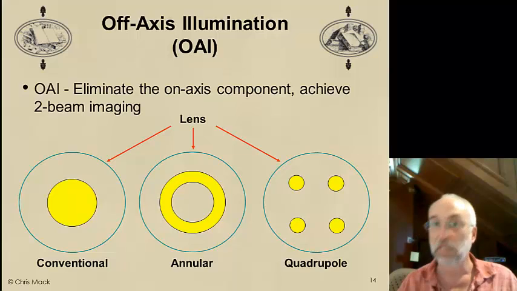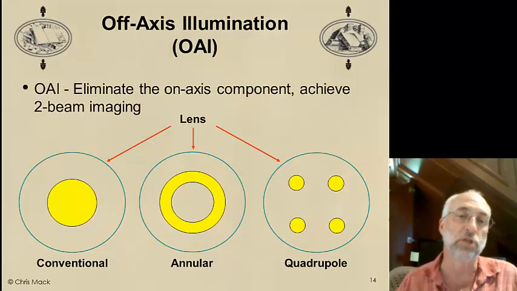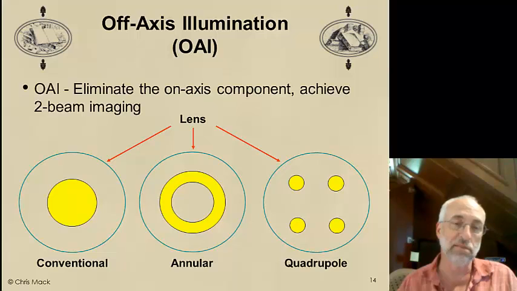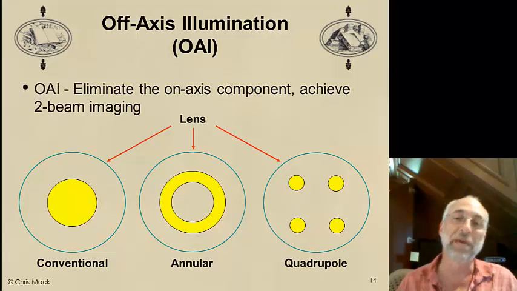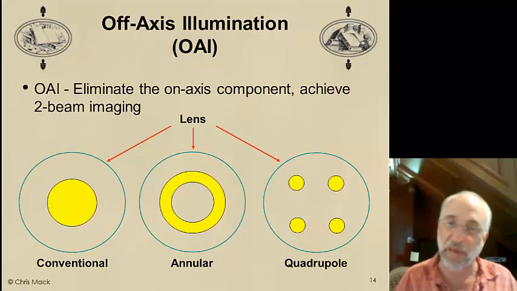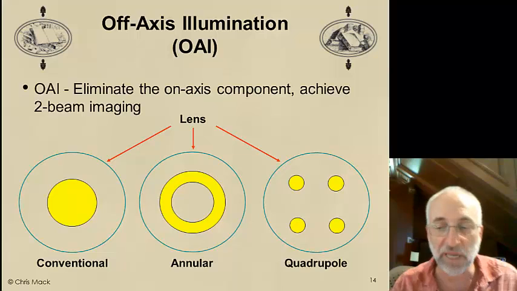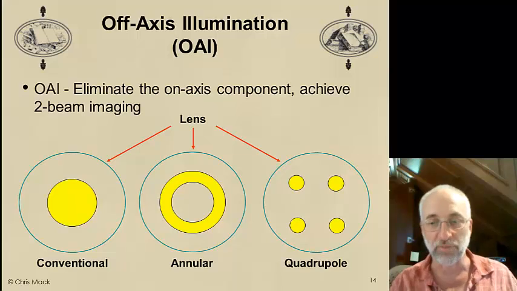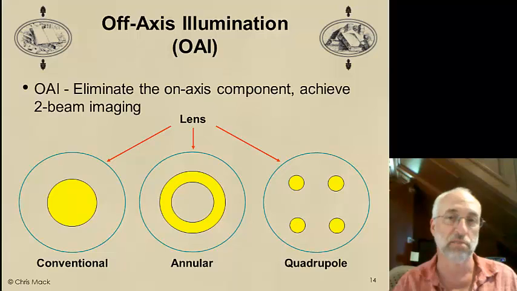Off-axis illumination is, the purpose is to enable two-beam imaging. But that depends on the mask pattern. We have to get the right illumination shape for the right mask pattern. In fact, sometimes we'll make custom shapes of illumination for very specific shapes of mask patterns that we're trying to print. There's a wide range of possible source shapes, and the design of these source shapes is a part of what lithographers do when they're designing a lithography process.